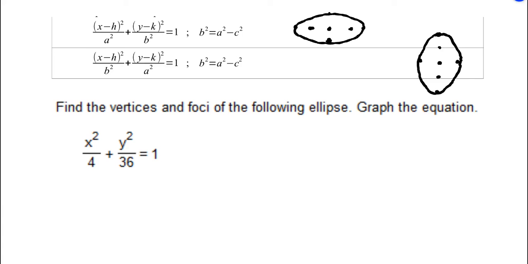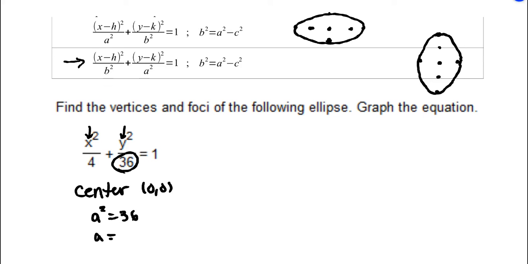So with that in mind, let's take a look at our equation. It's x squared over 4 plus y squared over 36 equals 1. So I can see that the larger value is underneath the y. So this orientation is a vertical orientation, and that's going to tell us what our values of a and b and also our center are. So you can see our center is (0, 0) because there are no numbers added and subtracted inside those squares. And then a squared is going to equal 36, telling me that a is 6. Then b squared is equal to 4, meaning that b is 2.